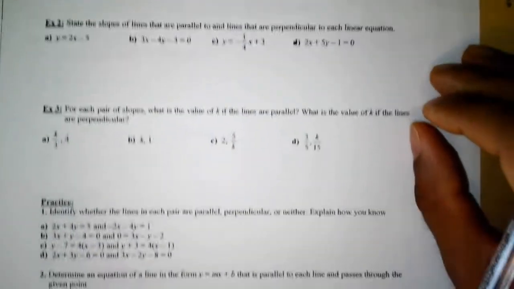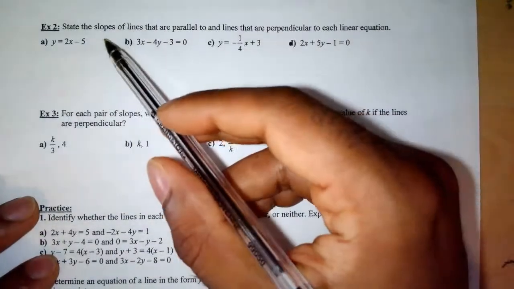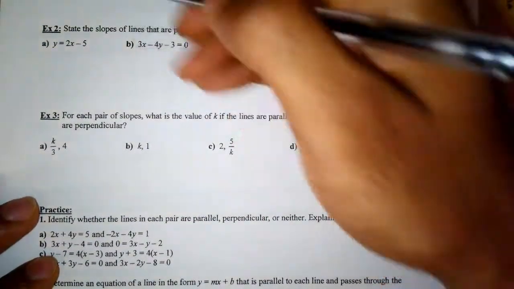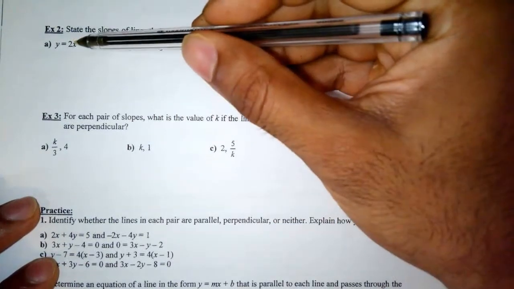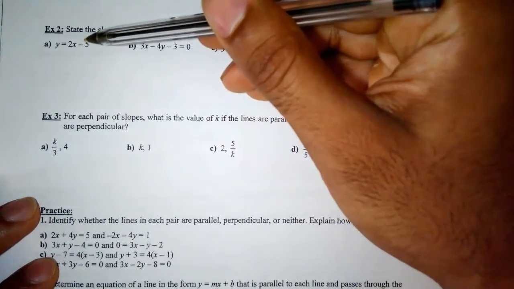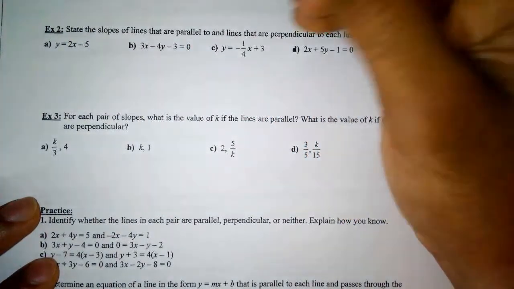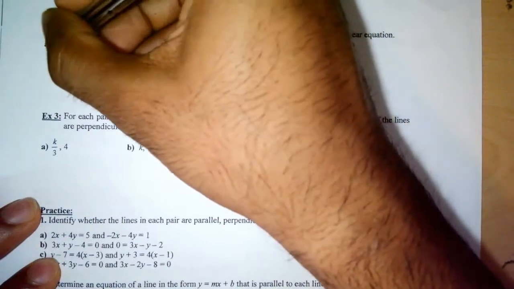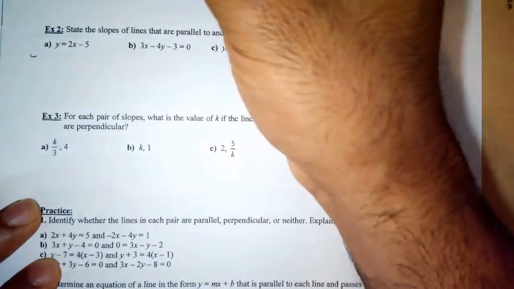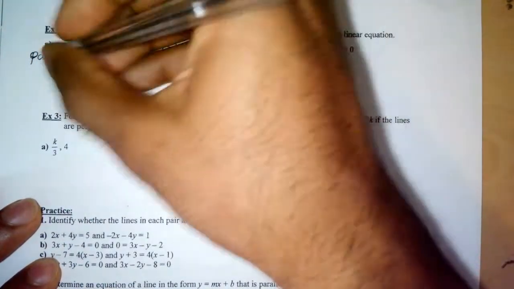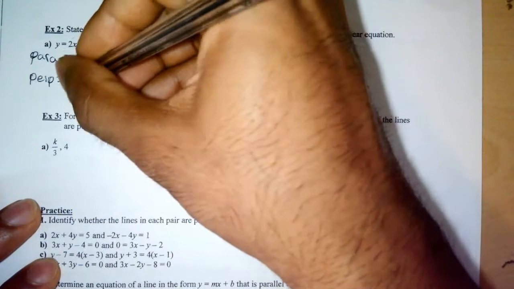Okay, so let's move this up. Example 2: state the slopes of the lines parallel to and the lines perpendicular to each linear equation. This is the same thing that we just did, but now they're giving us the whole equation. It's in slope-intercept form, so you know that y equals mx plus b right here. So the parallel line's slope is going to be just the same, which is going to be 2. I think they're just asking for slope. So slope is going to be 2. And the perpendicular line is going to be the negative flip of 2, so negative 1/2.